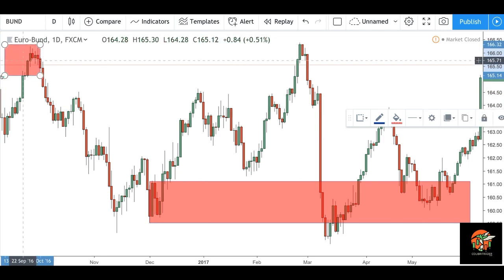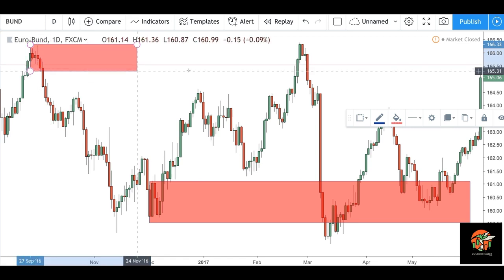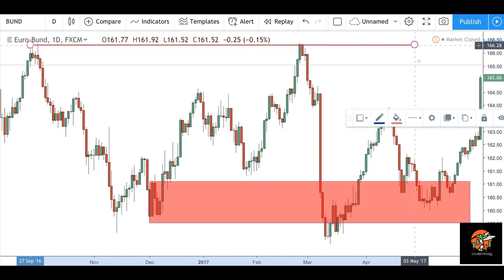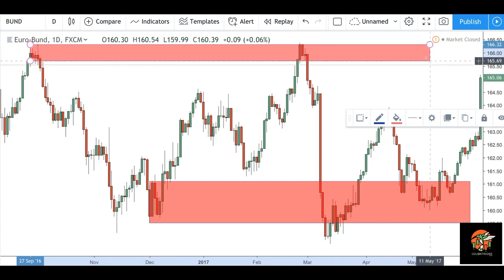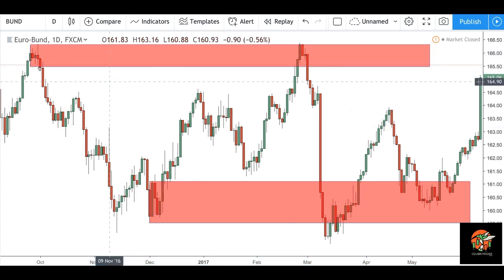Rectangle. Okay, let me put this forward here, and now extend this rectangle, so you might be able to actually have a better visualization of this supply zone here. I'm just connecting the lows with the highs of this cluster.